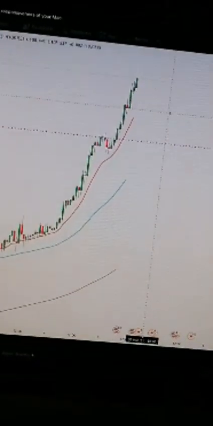USD JPY, let's see. Wow, we have a nice rally on USD JPY. I mean, look at that. This is just crazy. I don't even know what it looks like because I don't really look at USD JPY. I mean, look at this movement. It's crazy, but I'm going to try and break it down for you guys.